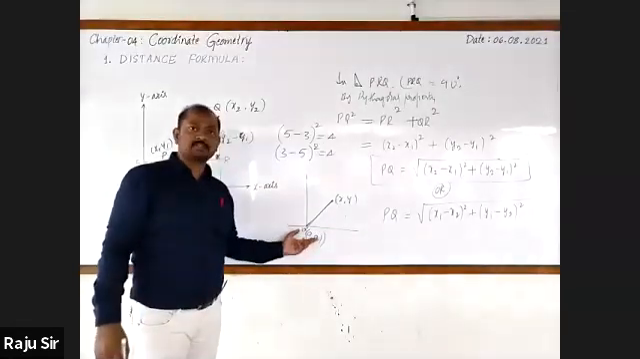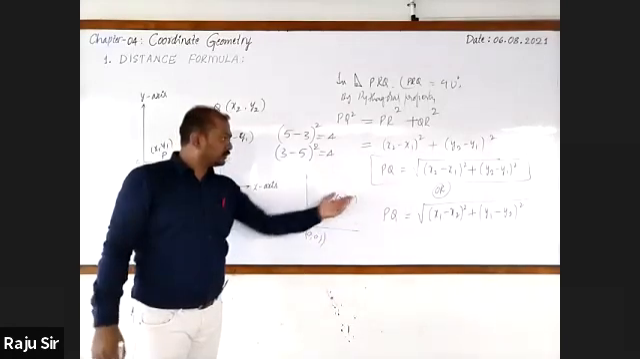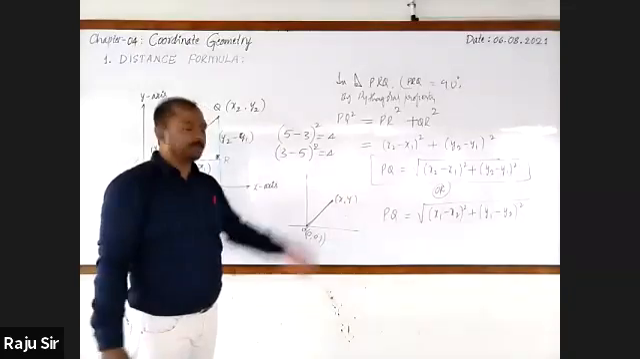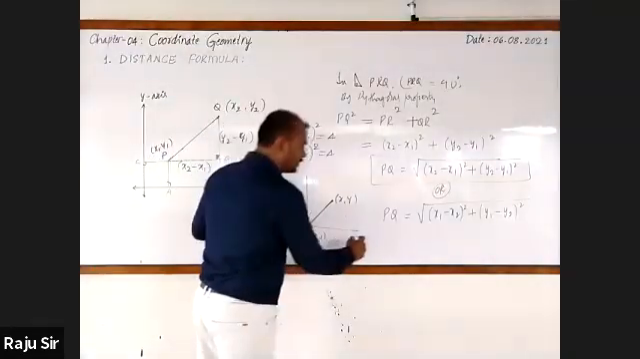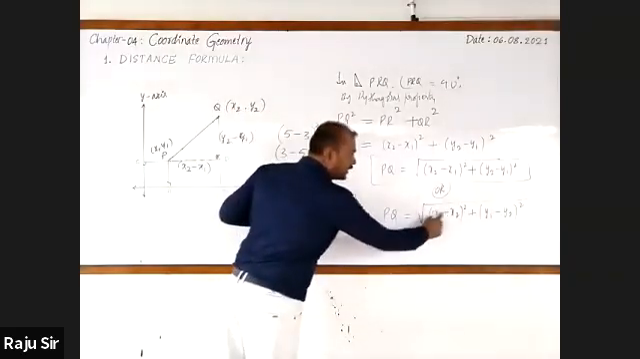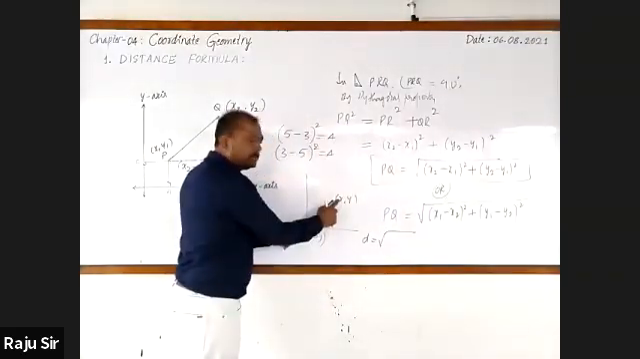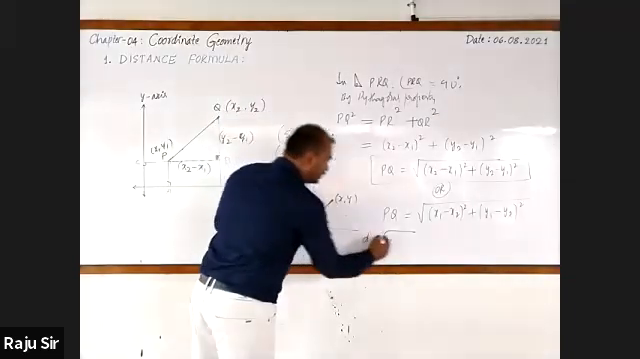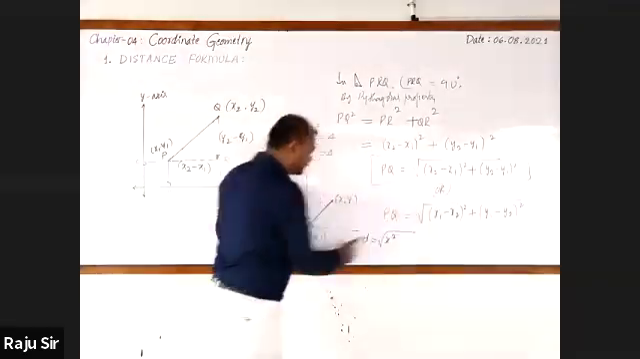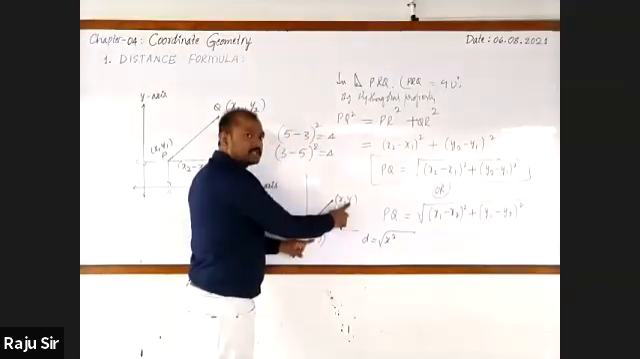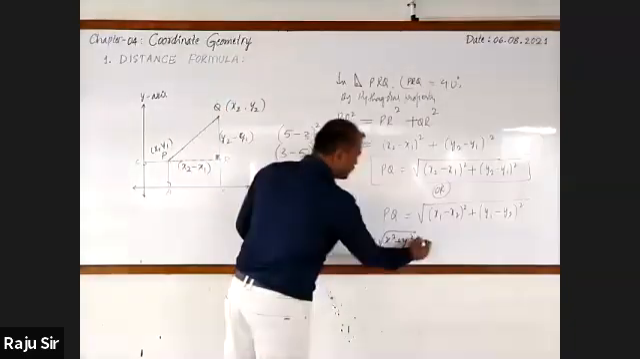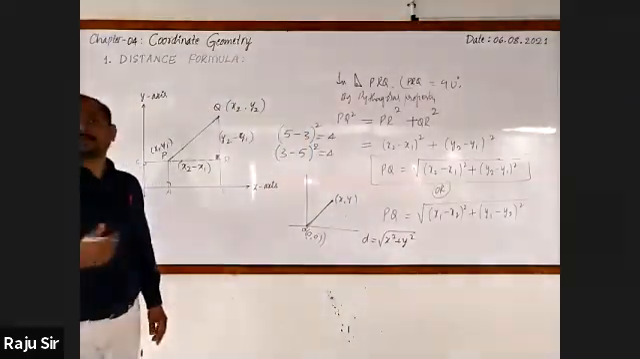In place of x1, y1, put 0, and in place of x2, y2, put x and y. What will it be? X minus 0 whole square is x square, plus y1 minus y2, 0 minus y whole square, is y square. So the distance is the square root of x square plus y square.